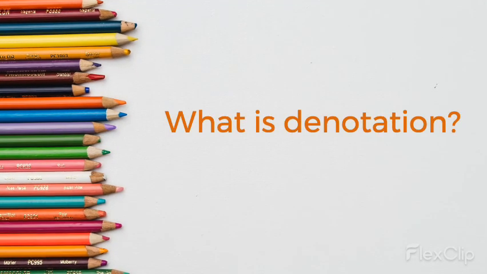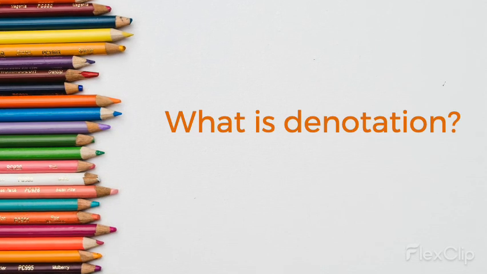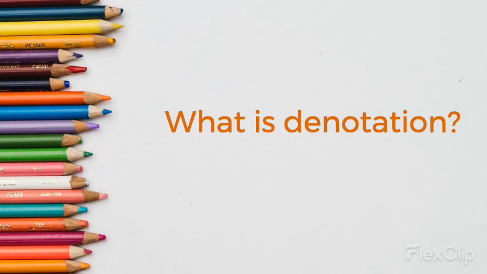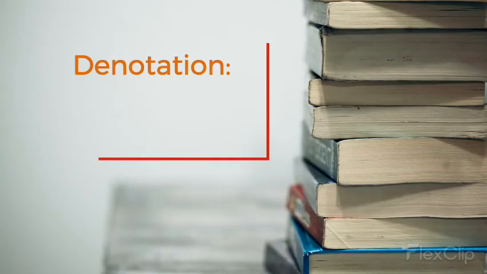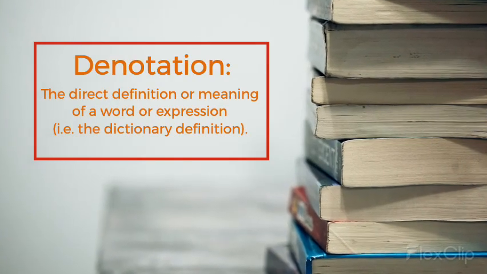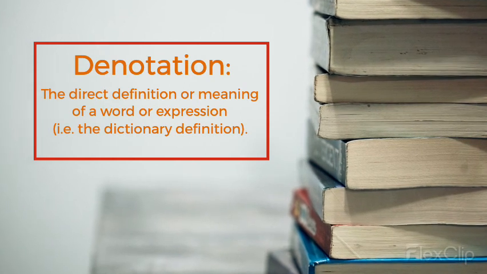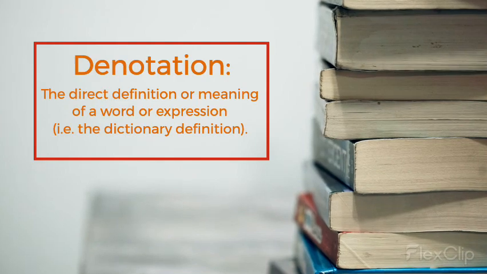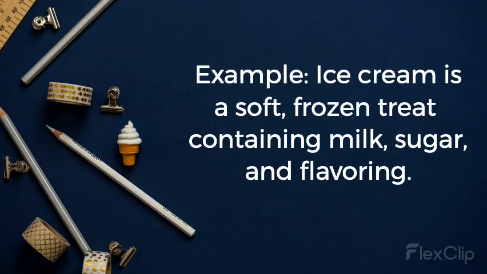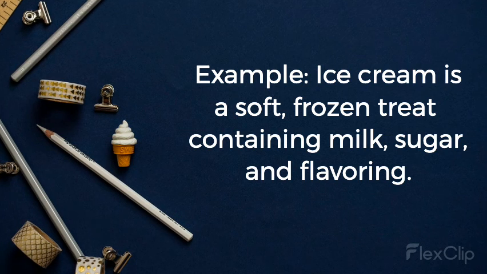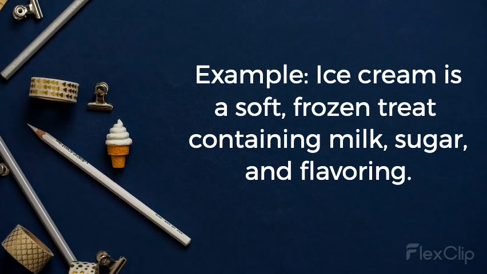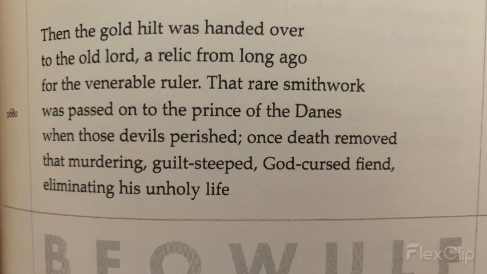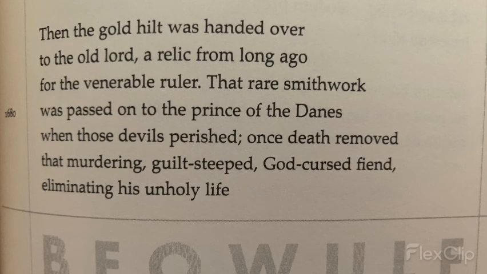The first rhetorical term we're going to focus on today is denotation. We're going to look at what denotation is and what some examples of it are in literature and in the world around us. Denotation is defined as the direct definition or meaning of a word or expression. In other words, if you looked up the word in the dictionary, what would its definition be? For example, the denotative meaning of ice cream would be that it is a soft, frozen treat containing milk, sugar, and flavoring.